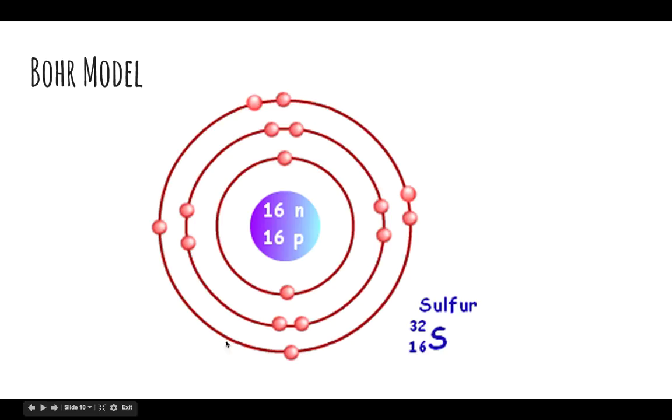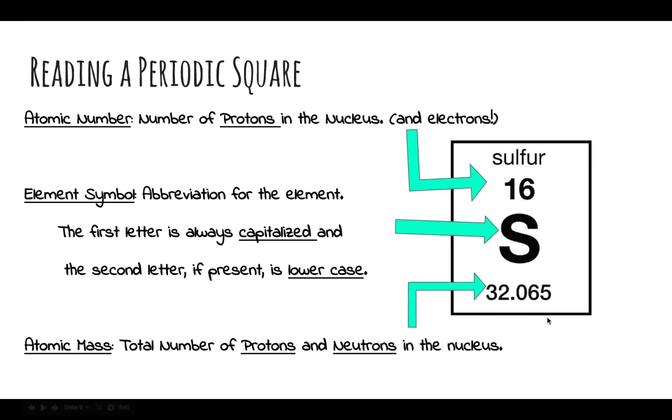We use Bohr models to represent what an atom might look like. So for example, if this is an atom of sulfur, we know the atomic symbol is S, and that its atomic mass, if you remember here, is 32. Now how do we get the number of neutrons? Well, this is very simple.